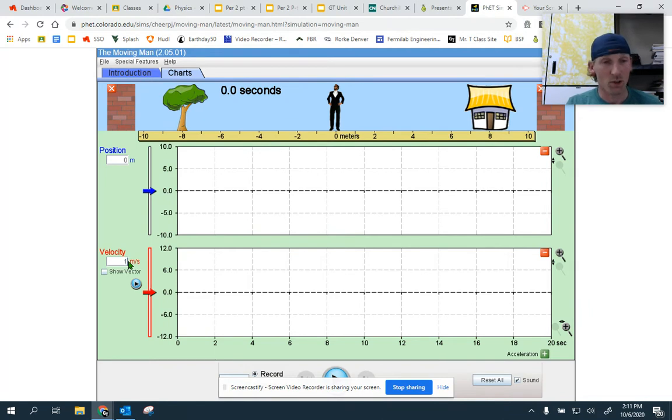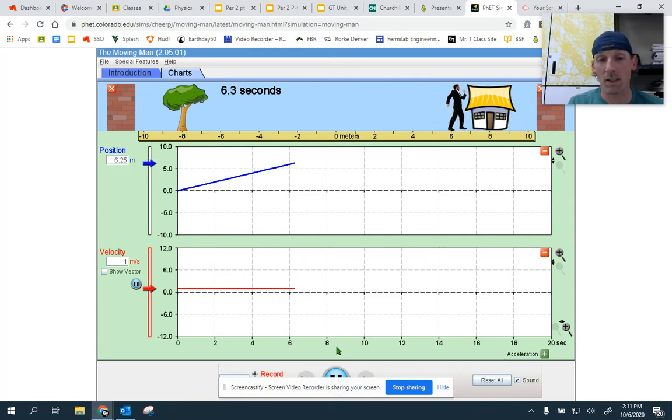I'm going to start by going +1 meters per second, and I'm going to move. We see that I am going at a constant velocity, so I got a horizontal velocity-time graph. I'm also moving away from the origin, that 0 meter mark, in the positive direction. I'm going to the right.